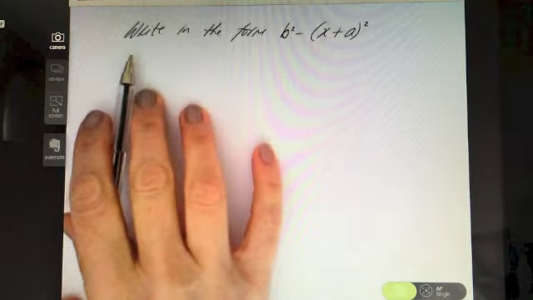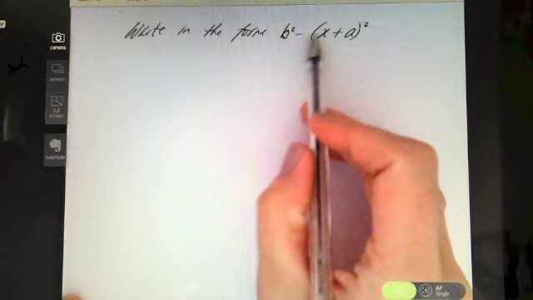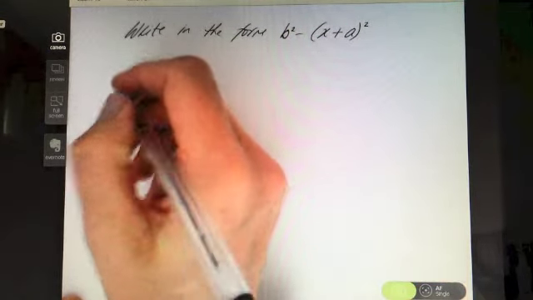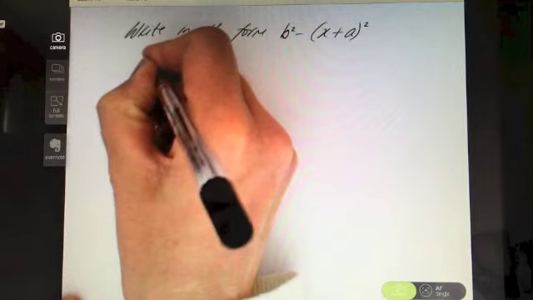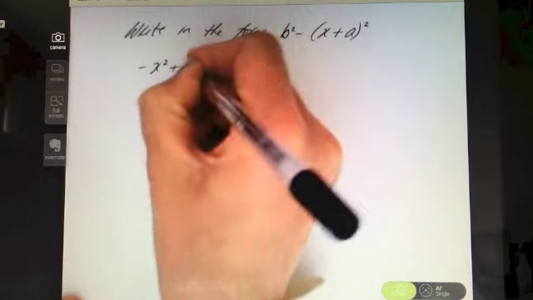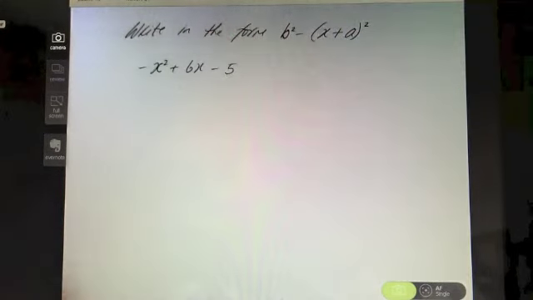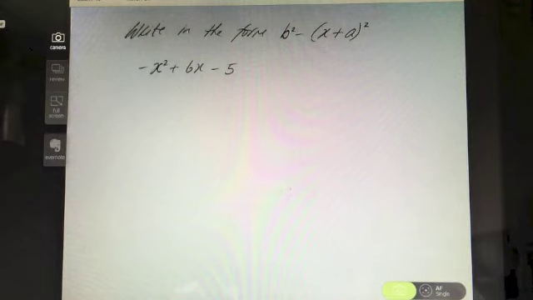Okay, so last type for the process of completing the square. I want you to write the following in the form b squared minus, and in brackets, x plus a all to be squared. So we're going to first of all try minus x squared plus 6x minus 5. This is the first time where we've had a minus x squared. Okay, pause the video if you think you'd like to make a stab at this yourselves. Otherwise, listen along and we'll go through this one thoroughly.